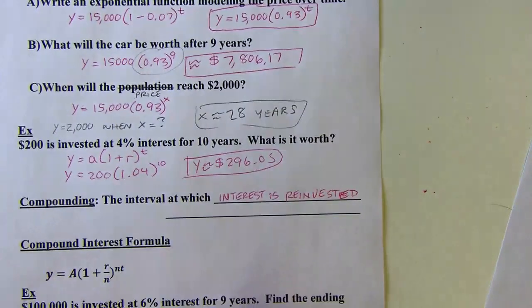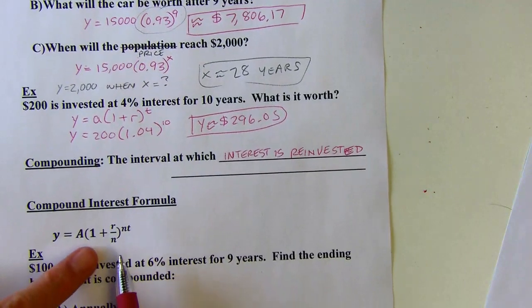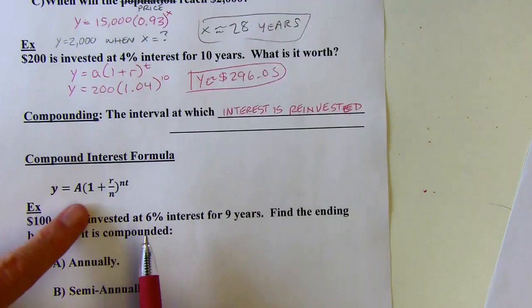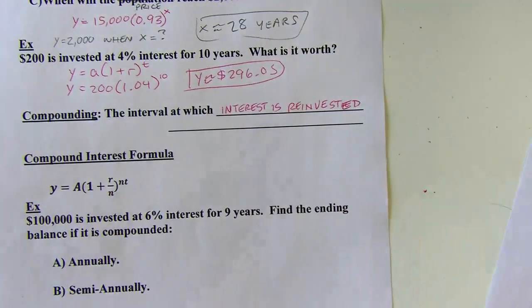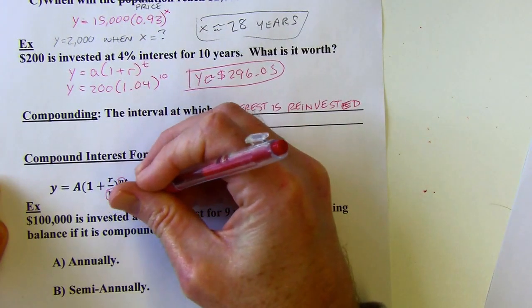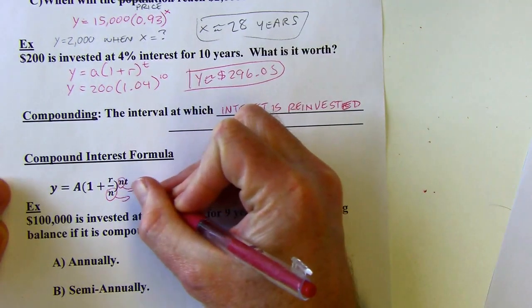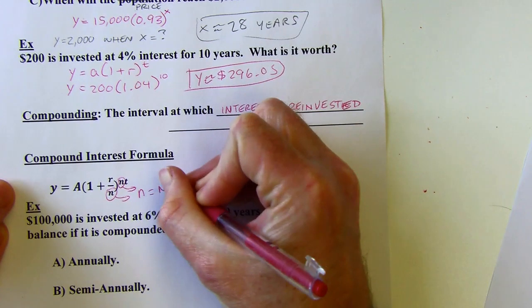Okay, all right. So we can actually use this formula when we're compounding annually, and I'll show you an example of that. Now the new feature here are the ends. Okay, everything else is the same as before. N is the number of compounds per year.